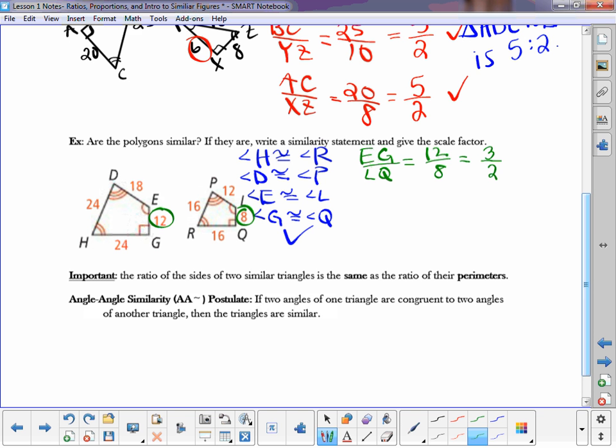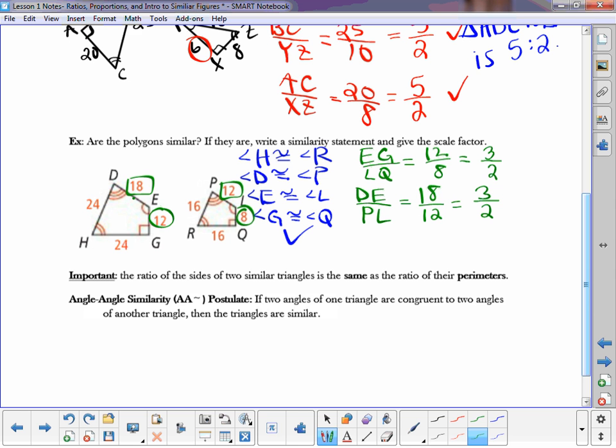Alright, let's do our next side. So, would you agree 18 and 12? Yeah, I agree. Again, make sure you specify what sides you're comparing. DE to PL. And notice that I'm staying consistent that the left shape is on top and the right shape is on the bottom. Make sure you stay consistent with that as you compare. Otherwise you'll confuse yourself, right? Alright, 18 over 12. What are those both reduced by? 6. So would you agree that takes us down to 3 over 2?